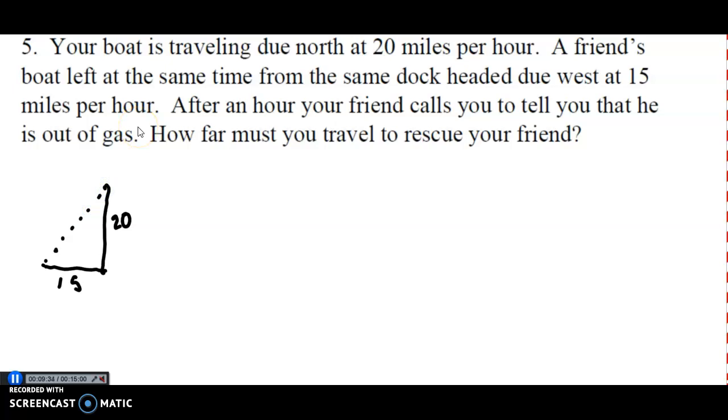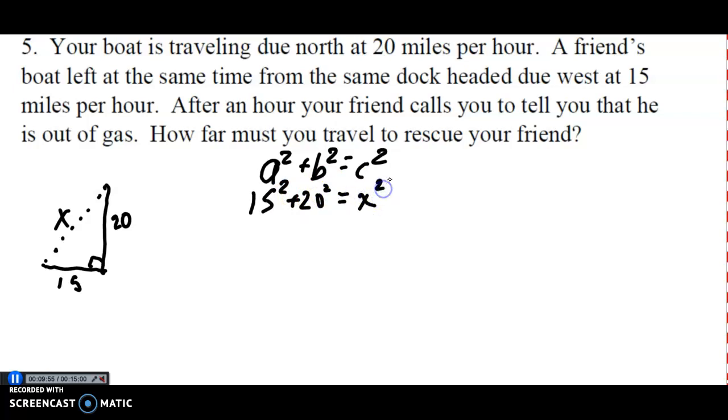And you'll see that after we made our drawing, what we have here is a right triangle, and we are missing the hypotenuse. So we're going to do a squared plus b squared equals c squared. And 15 is a, and 20 is b. Again, it doesn't matter what order you put them in. And we are missing the hypotenuse, or x squared. Go ahead and pause the video. I'm going to let you guys solve that, and then we'll check our work.